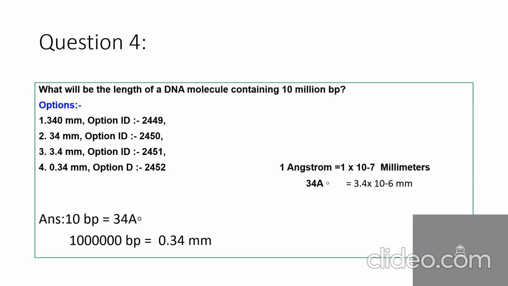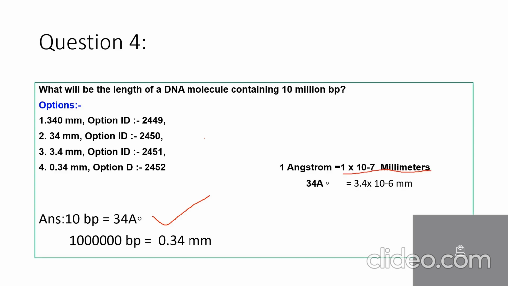What will be the length of the DNA molecule containing 10 million base pairs? This is the simplest question. As we all know, 10 base pairs is equal to 34 angstroms, right? So here if you observe, they have asked actually in millimeters. So we have to first convert 1 angstrom into millimeters, that is 10 to the power of minus 7 millimeters.